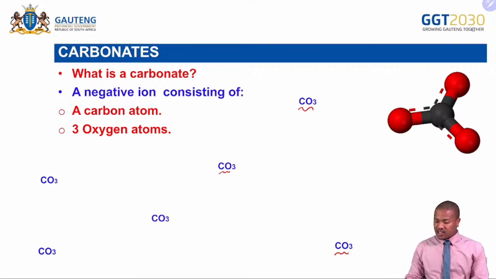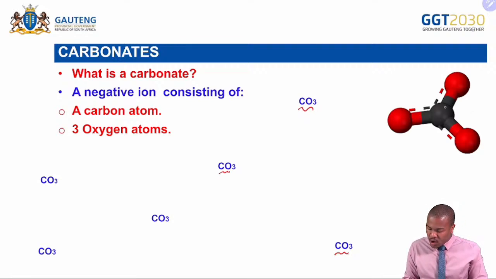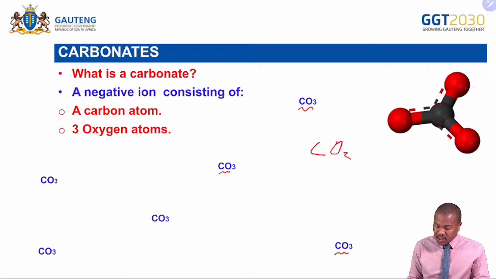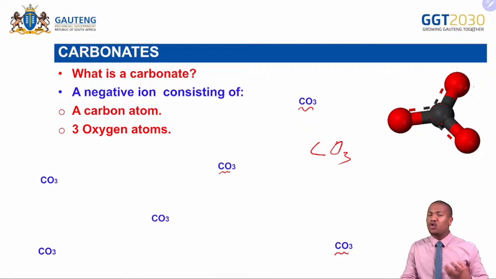Now, here is a model form of it. Let's analyze this. If you look carefully, how many black ones do you find? You find 1. So it means it is 1 carbon. And how many red ones do we find? It is 1, 2, 3. That is your 3 oxygens, all forming a carbonate molecule, which is CO3.